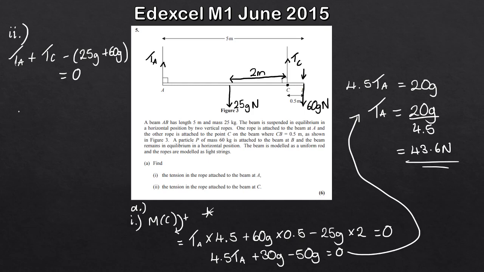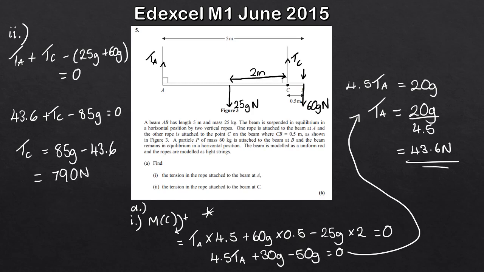The tension A we've worked out, that's 43.6. We don't know the tension at C just yet, and this part here, this would be 85g, but minus 85g. And this is equal to 0. So at this point here now, we're just looking to solve for the tension at C. So I isolate this now, tension at C here. That's going to be 85g minus 43.6. And if you just plug this into your calculator here, what you should get is 790 newtons there. Okay, so that's the tension at C.